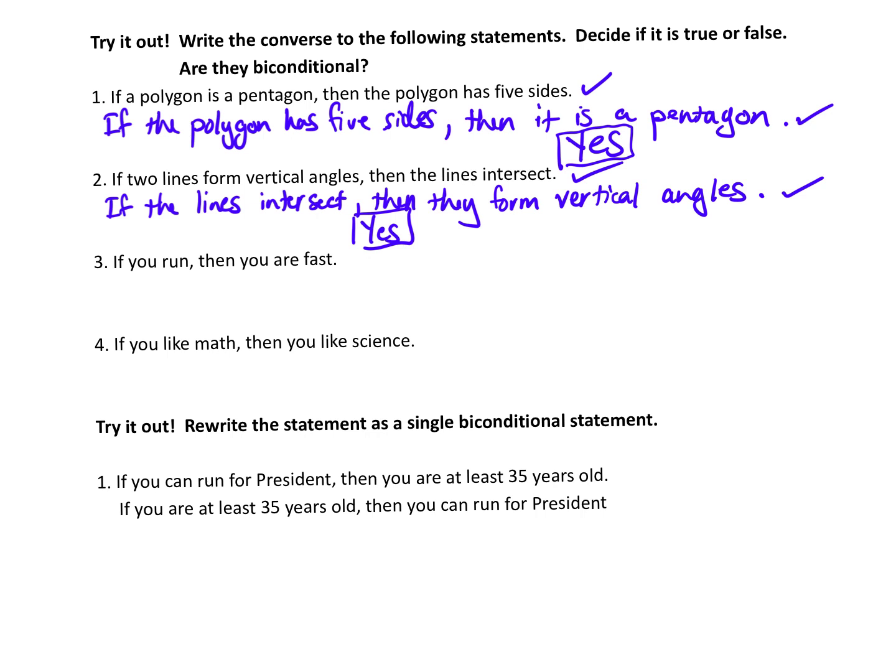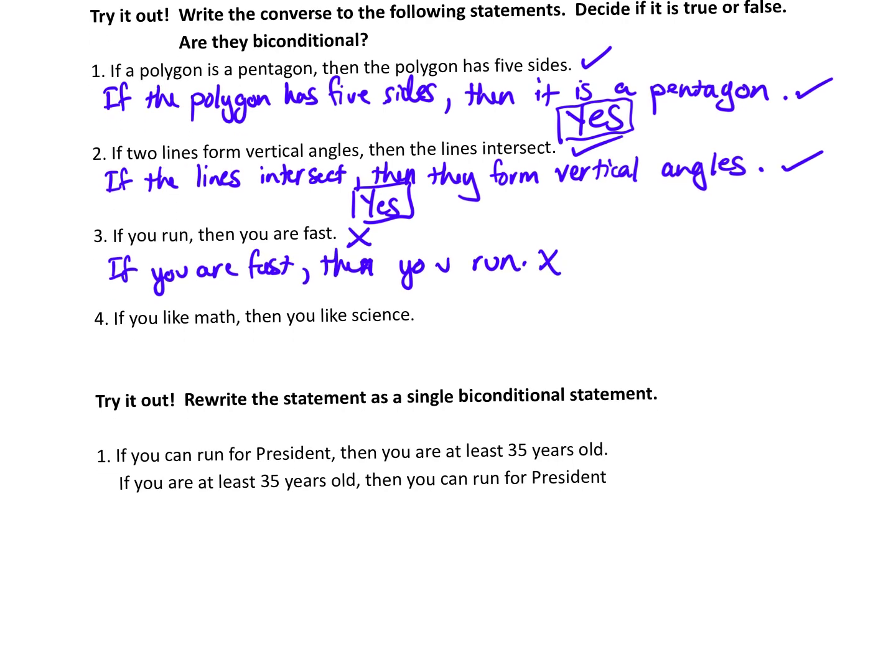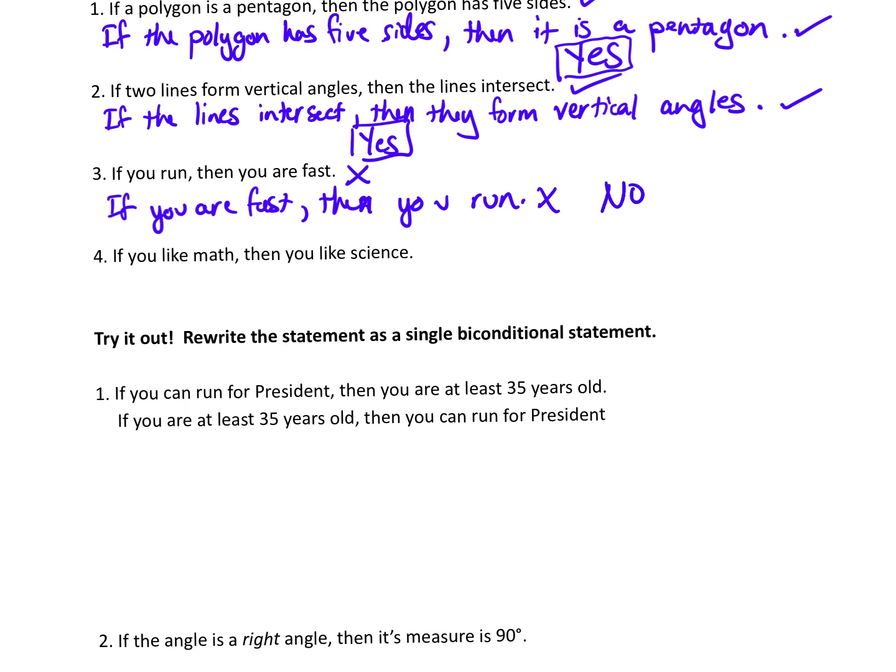Number 3, if you run, then you are fast. The converse would be, if you are fast, then you run. Let's check the first statement. If you run, then you are fast. That's not necessarily true. You can be a runner and be slow. And the second one, if you are fast, then you run. Just because you're fast doesn't make you a runner. So no, that is not biconditional. None of those statements are necessarily true.